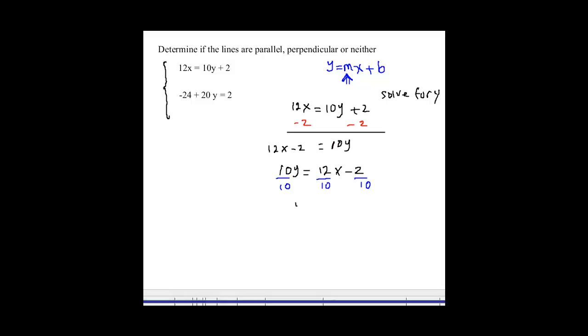So we have y is equal to, we can reduce this, half of 12 would be 6. Half of 10 would be equal to 5. So it would be 6 over 5 x minus 5. Okay, so the slope for this line here is 6 over 5. So I can find the slope. Let's take a look at the second line. Again, stop me if you have any questions, anyone.